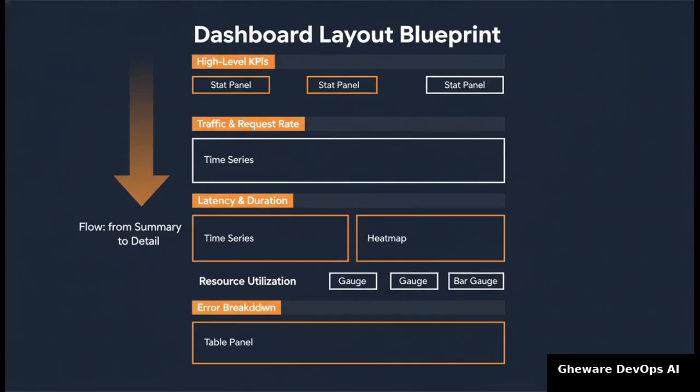Here's a pro tip, a layout that just works every single time. Use collapsible rows. Start at the very top with the big picture stuff, your key numbers and stat panels. Then have a row dedicated to traffic, then another for latency, then resources, and finally a row at the bottom with all the nitty-gritty error details. You see how that works? It's a natural flow from the 30,000-foot view right down to the ground level.